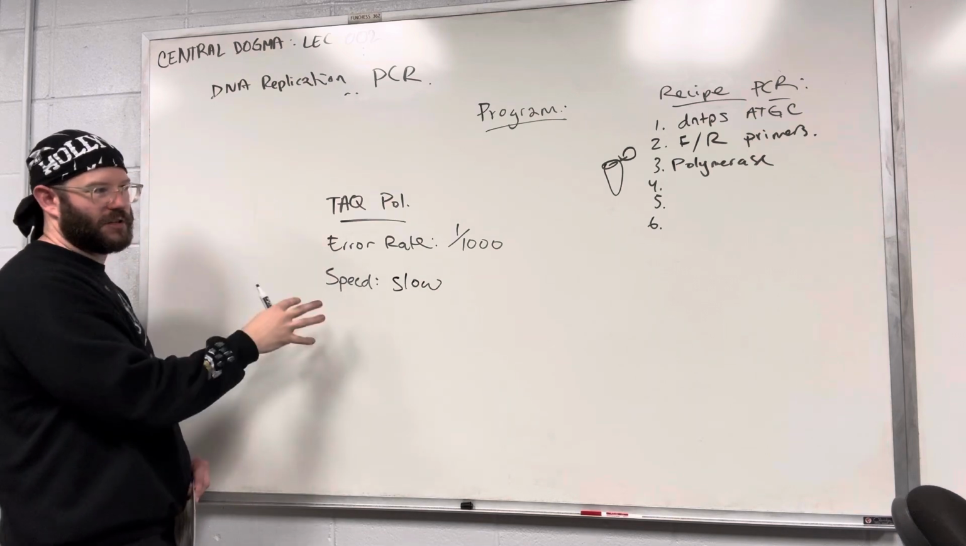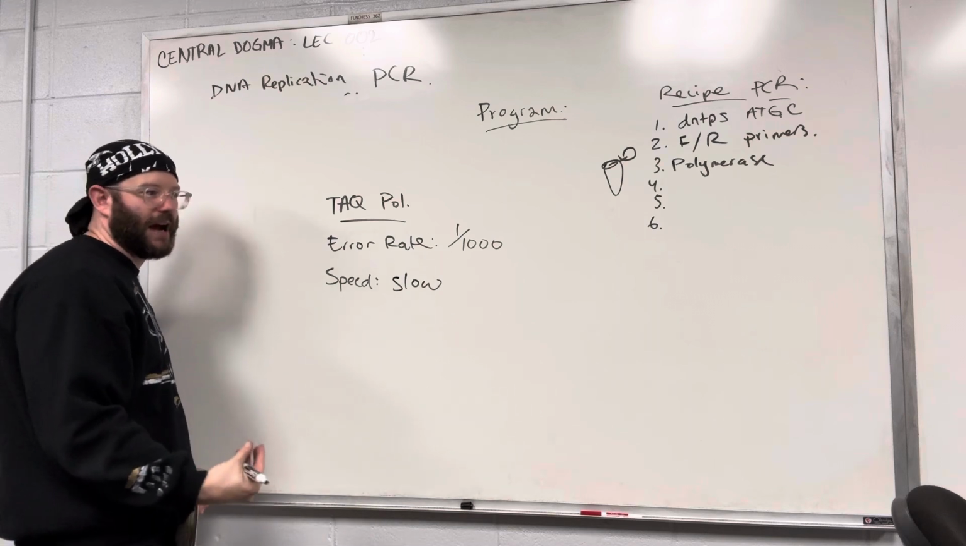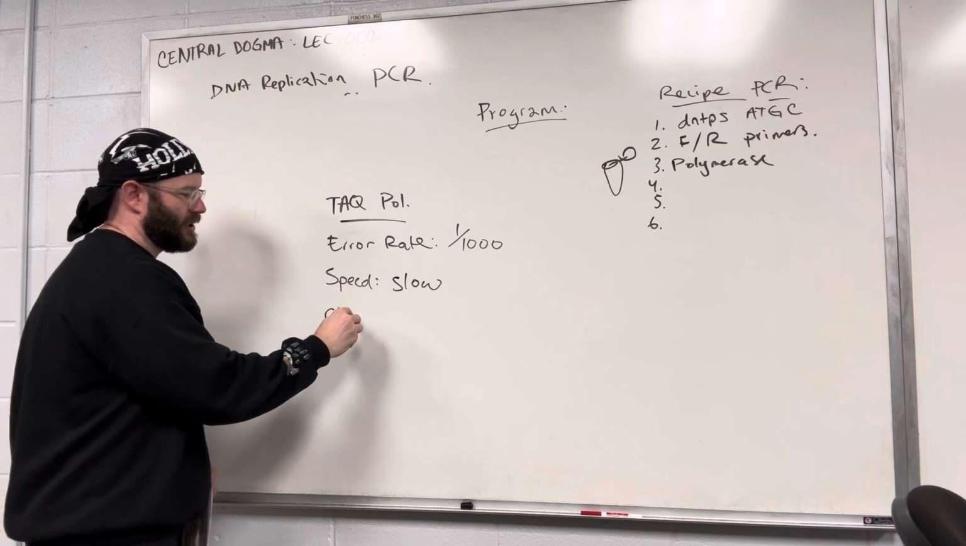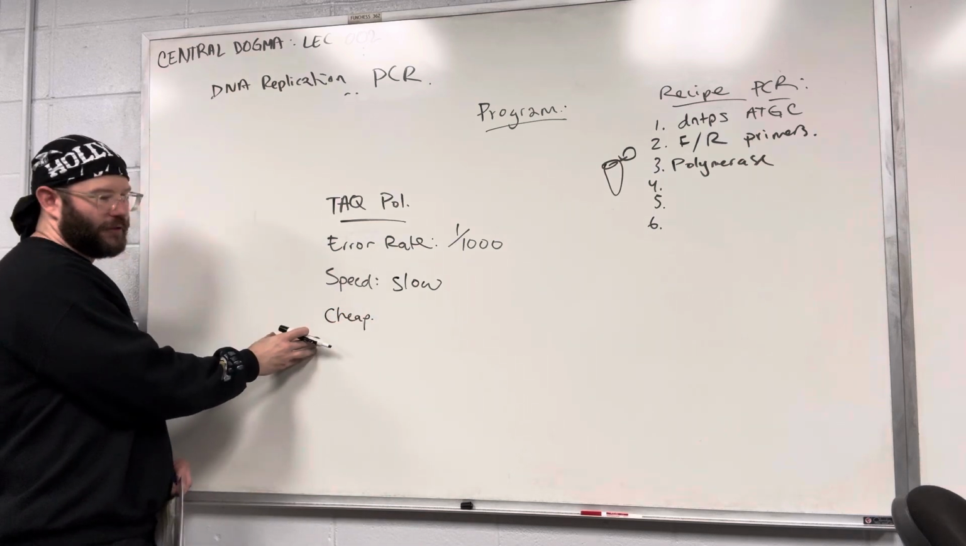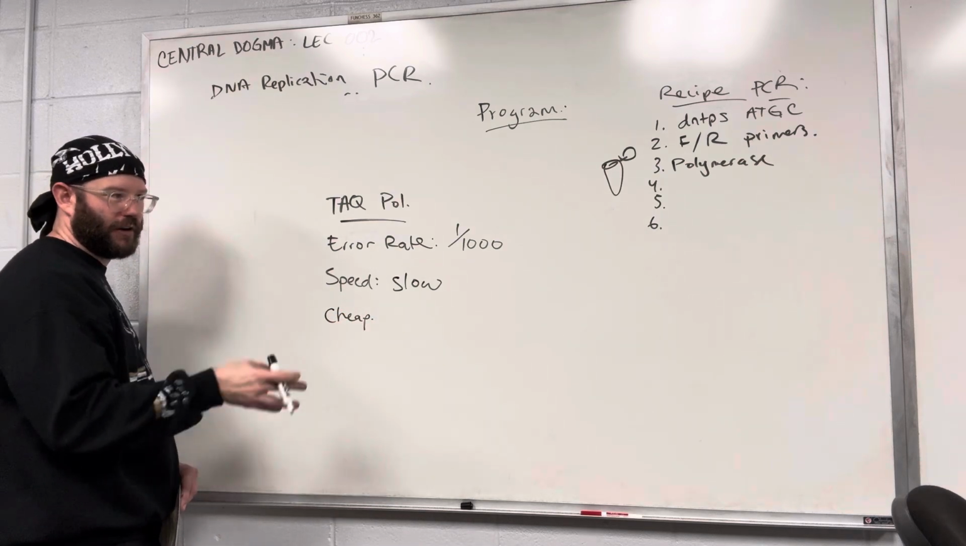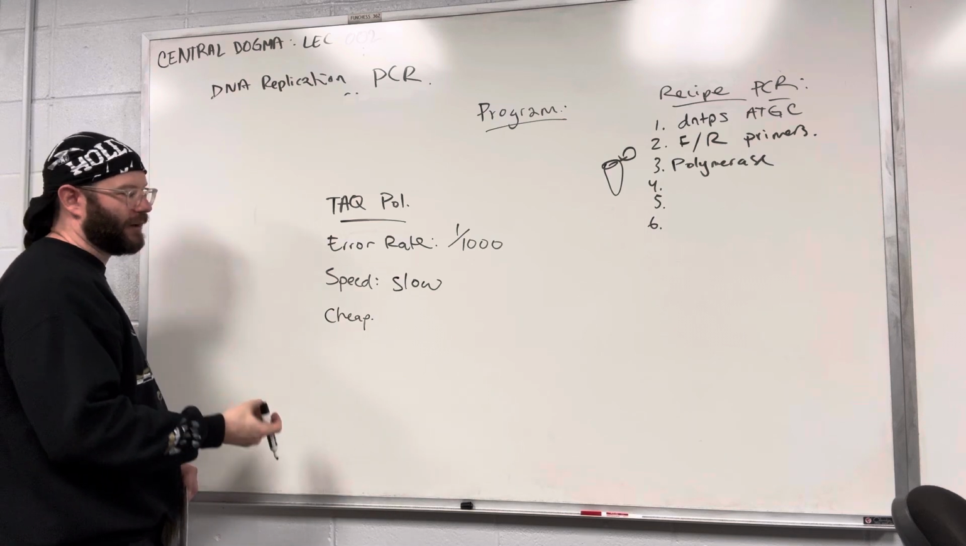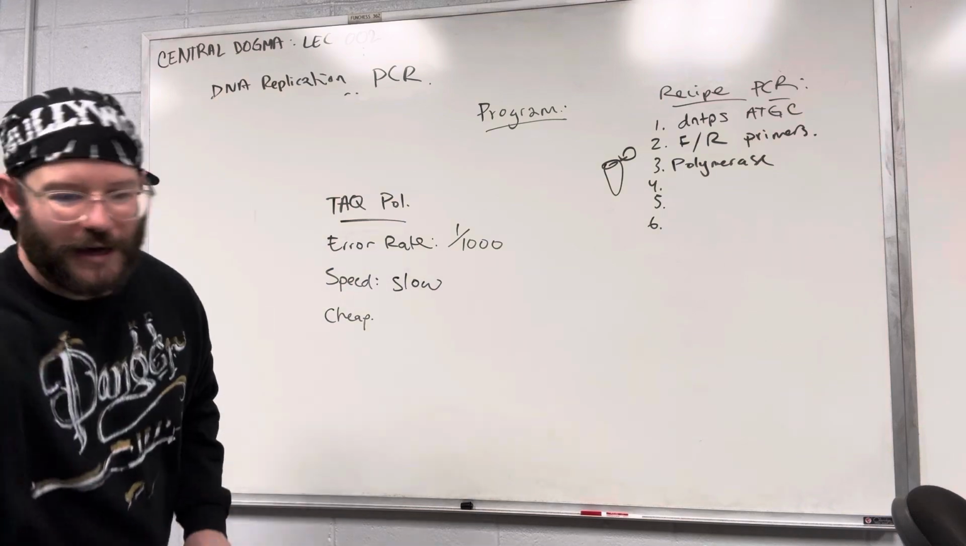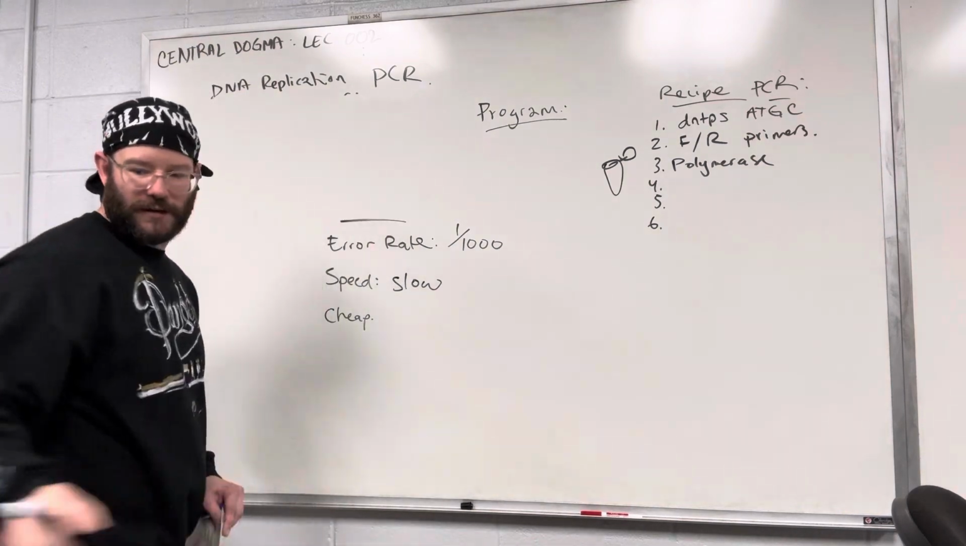We use it for certain types. Like if you have a cheap reaction, you don't want to spend a ton of money. So that's the one benefit of Taq, it's cheap. If you're doing a reaction where you don't need perfect fidelity, you can just use Taq polymerase and you'll save some money. So that's maybe a good thing about it. But nowadays we have what are called high fidelity polymerases.